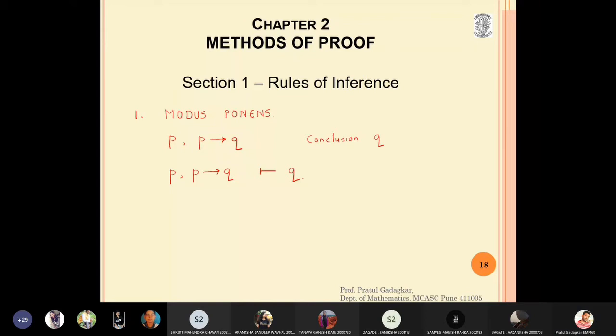The second rule is called modus tollens. You have to remember these rules to solve the upcoming exercises. Modus tollens says that negation of Q and P implies Q, the conclusion is negation P. This is modus tollens.